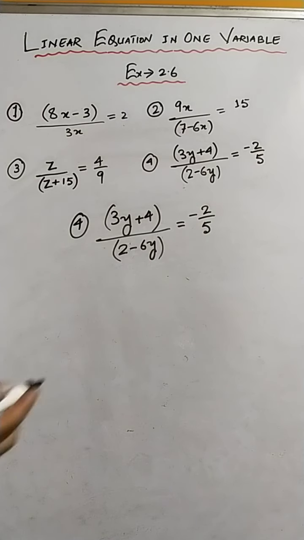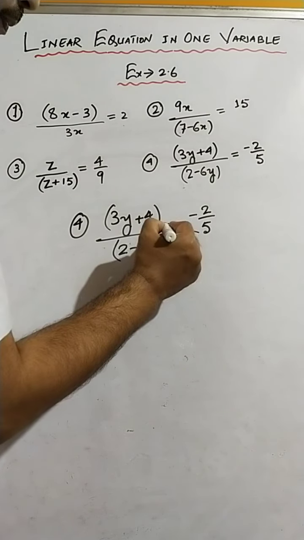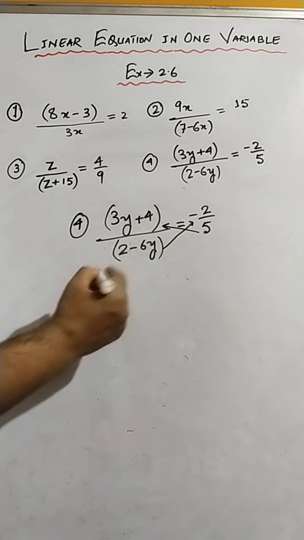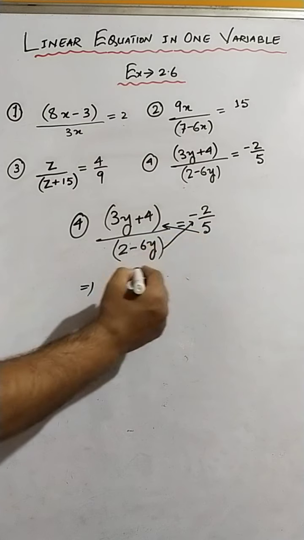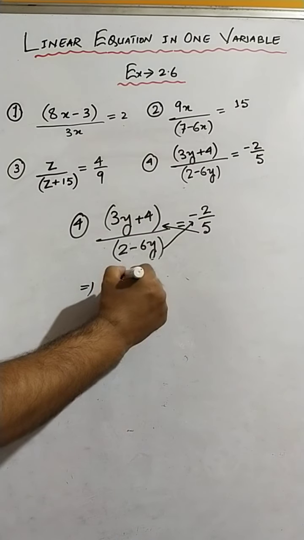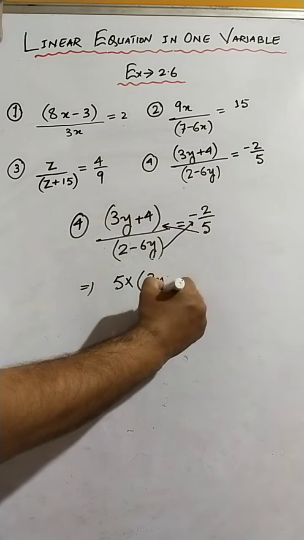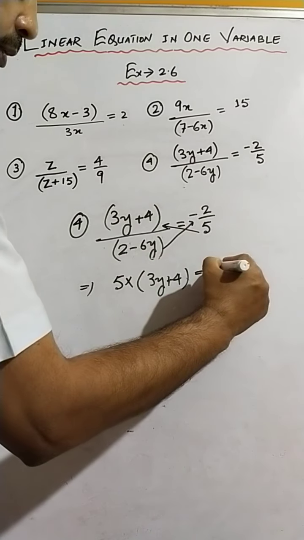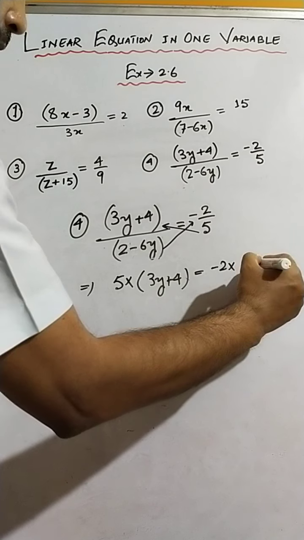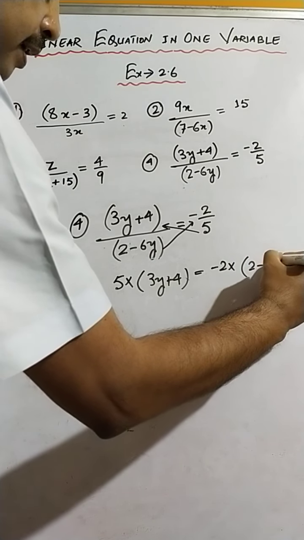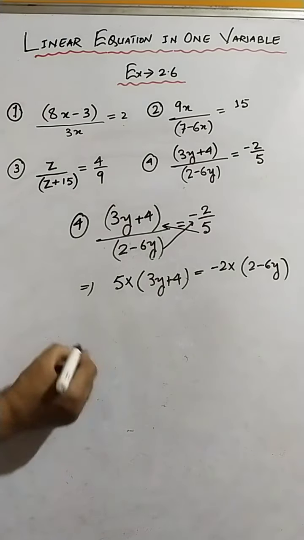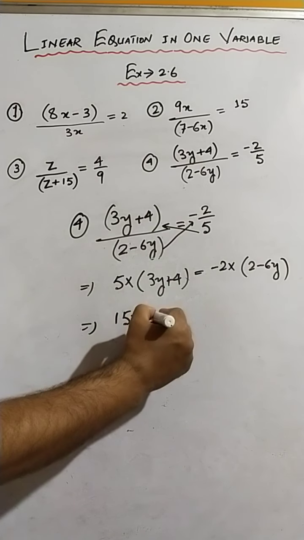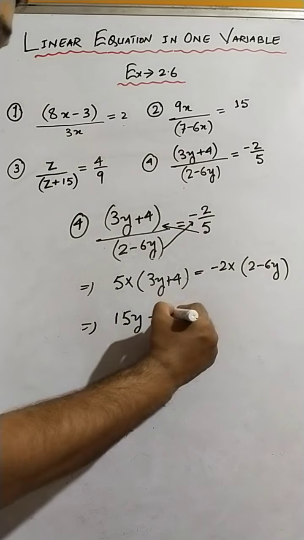So again with the same concept we'll proceed. That is, we do have to do the cross multiplication. So 5 would be multiplied with this, so it will look like 5 into 3y plus 4, and this binomial will take to this side, so it will look like minus 2 into 2 minus 6y. Now we'll open the bracket. Now 5 into 3y is 15y. We'll put this plus sign. 5 into 4 would be 20.